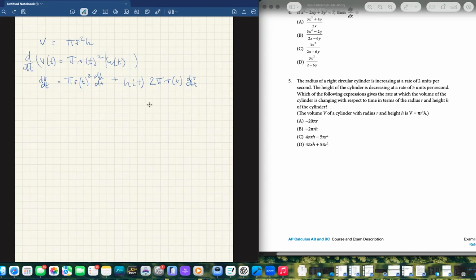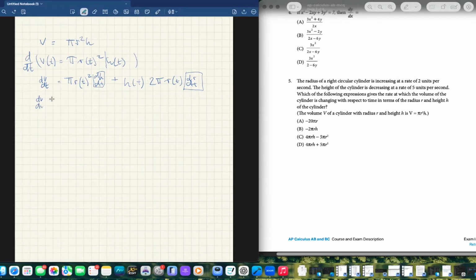All right, so now we have everything we need. Now that we have everything we need, we can just take out all the t's and replace the derivatives, these guys here, with the actual rate at which they're changing.